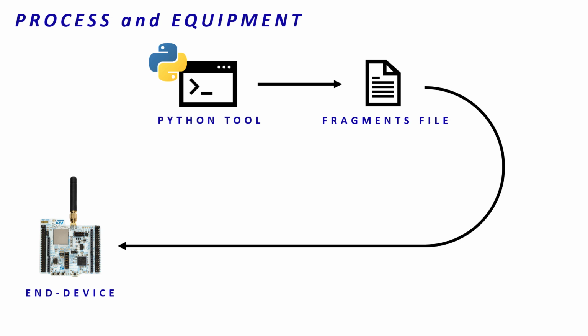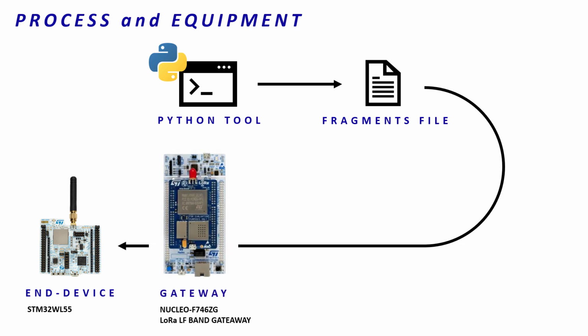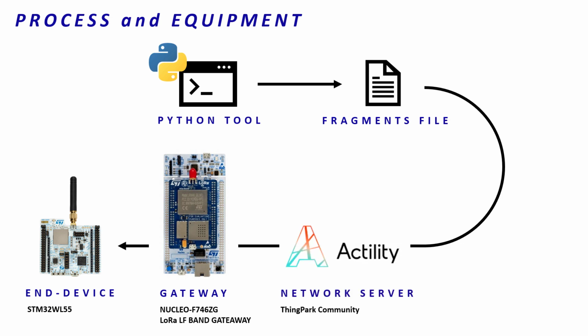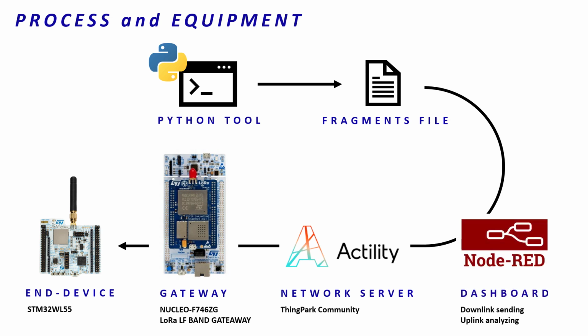This end device is a STM32WL55. It is activated and works in class C. To carry out this process, we need other equipment. There is a Nucleo F746ZG as gateway. We will use Community from Actility as network server. Lastly, we will send our fragments and manage the fragmentation session through a dashboard we have built at USMB.